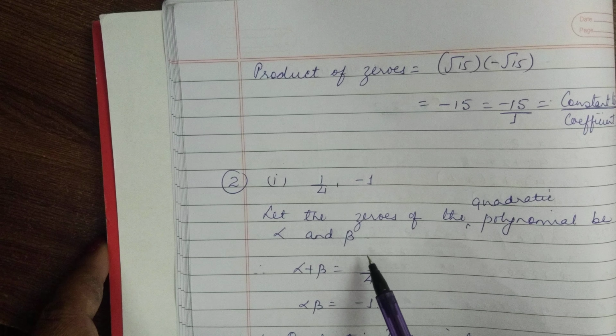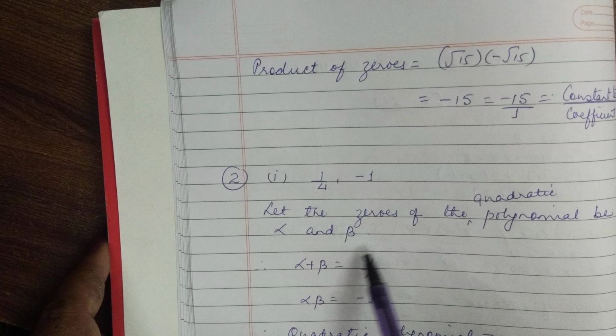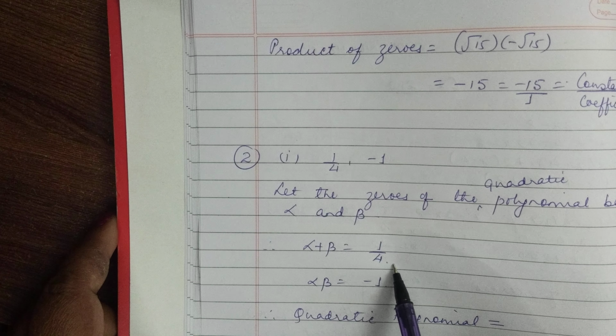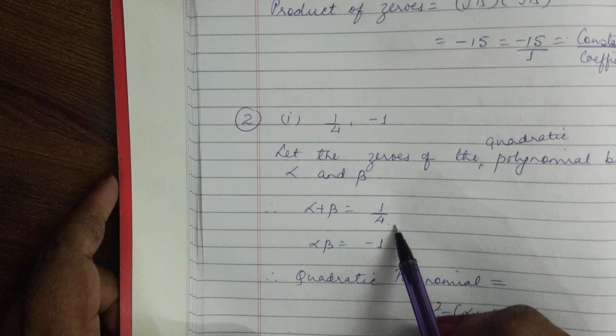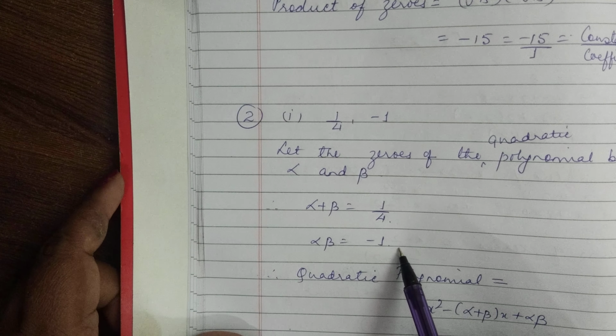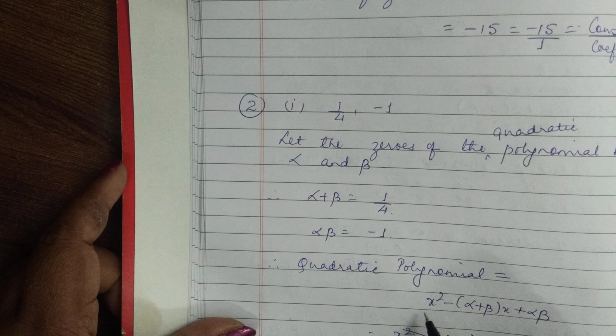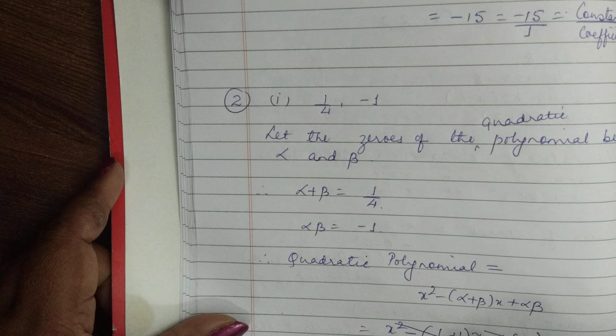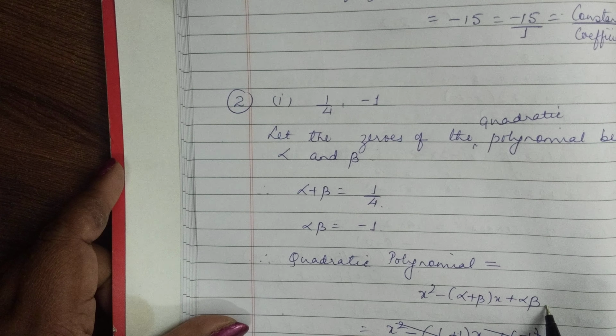Now let the zeros of the quadratic polynomial be alpha and beta, as I told you just now. So alpha plus beta is equal to 1 by 4 as given in the question, and alpha beta, that is the product, is equal to minus 1. Now let the quadratic polynomial be x square minus (alpha plus beta)x plus alpha beta. This is the form of the quadratic polynomial.